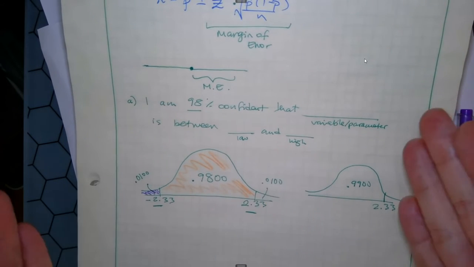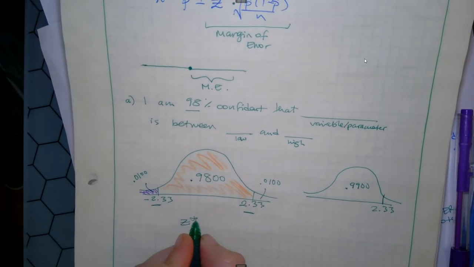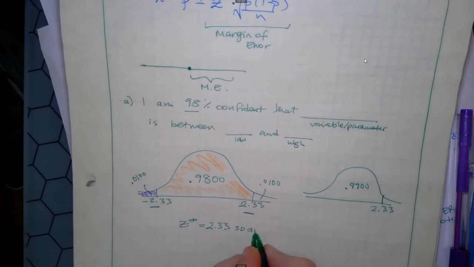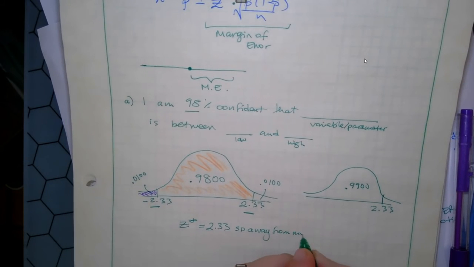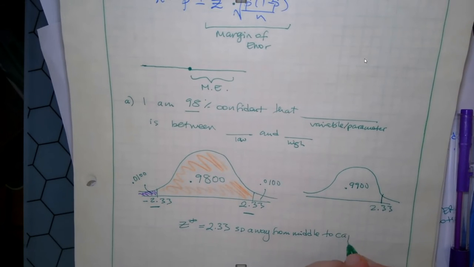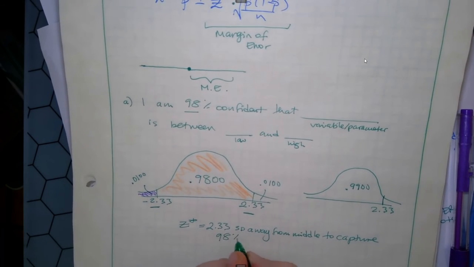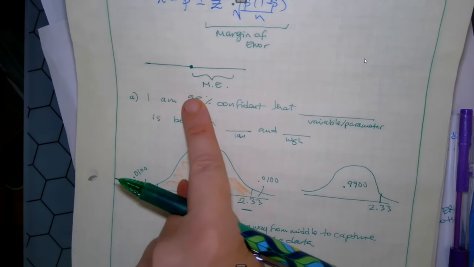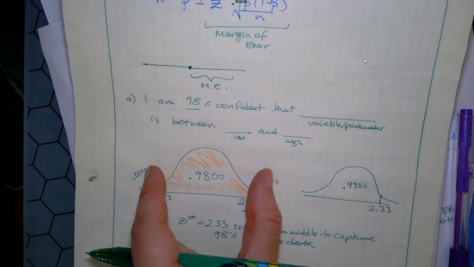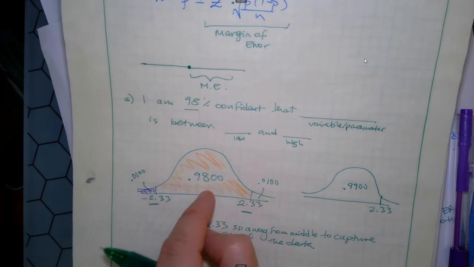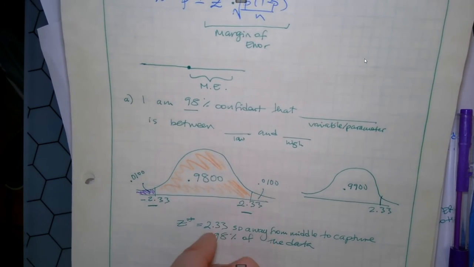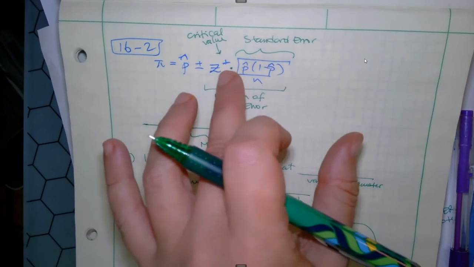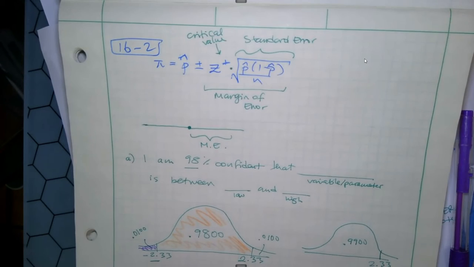And the answer is 2.33, left and right. So the critical value is 2.33 standard deviations away from the middle to capture 98% of the data. So I found that to be 98% confident, I would like to shade 98% of the middle of my graph. I have to go 2.33 standard left and 2.33 standard right. So that's going to be the number I would end up using here. So I'm going to be multiplying the standard error, our estimate of standard deviation, times 2.33 to be 98% confident.